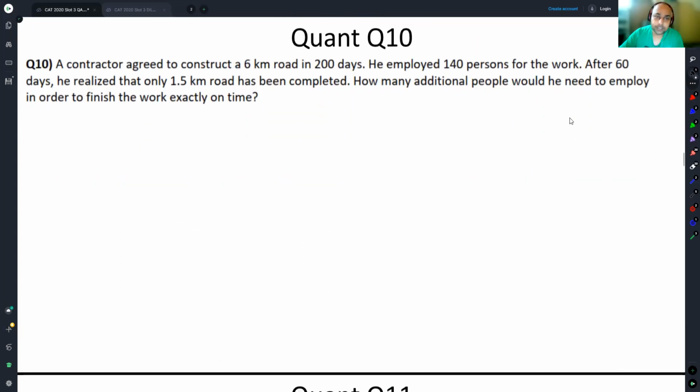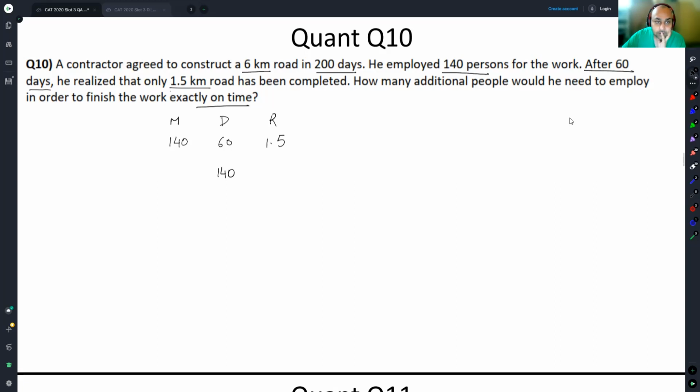The contractor agreed to construct a 6-kilometer road in 200 days. He employed 140 persons for the work. After 60 days, he realized only 1.5-kilometer road has been completed. So men 140, days 60, road 1.5. How many more additional people would he need to employ in order to finish the work exactly on time? We want to finish the work exactly on time. So how much time is left? 60 days, 200 days. So 140 days are left.